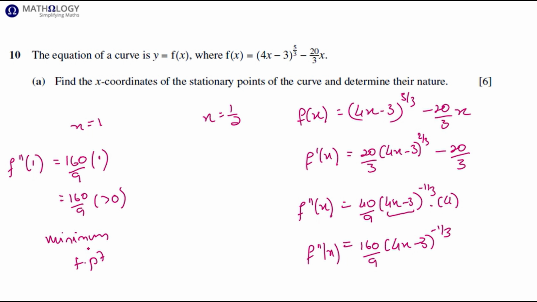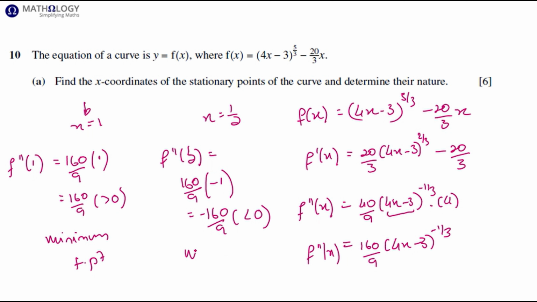minimum turning point, a minimum stationary point at x equals 1, and f prime a half will be 160 over 9 times 4 times a half is 2, 2 minus 3 is minus 1, to the power of minus a third is going to be minus 1, so that's minus 160 over 9, which is clearly less than 0. So we have the maximum stationary point where x equals a half.